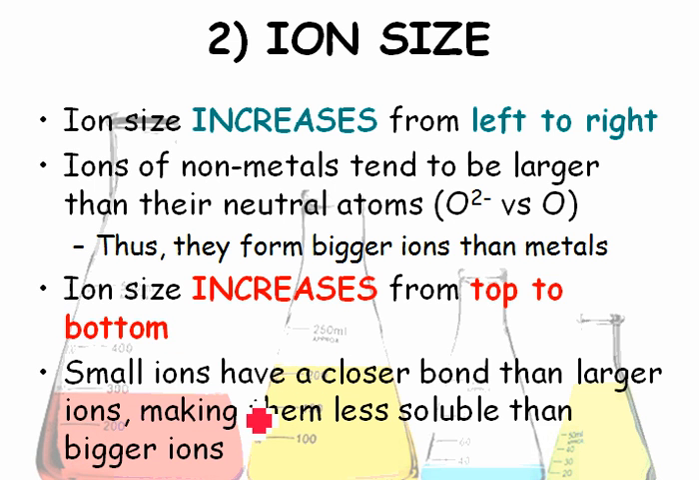Small ions have a closer bond than the larger ions, making them less soluble. So if you have that closer, tighter bond, then you're not going to be as soluble. You're going to be less soluble than the bigger ions.